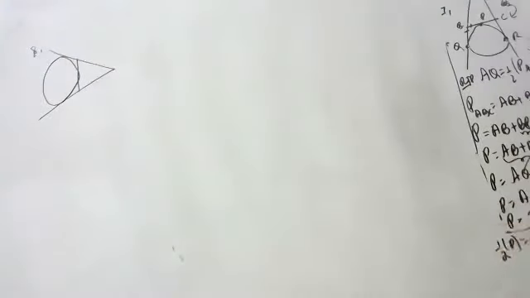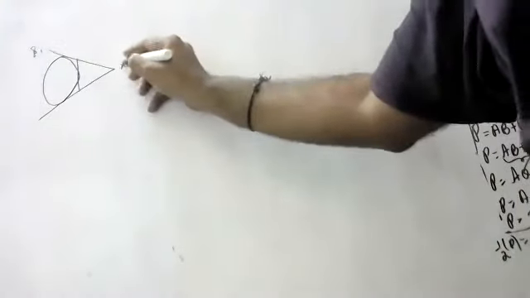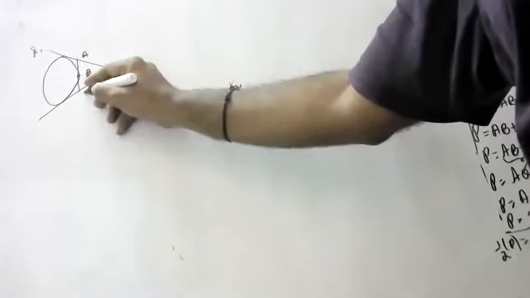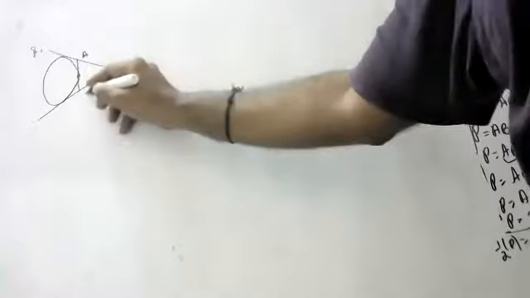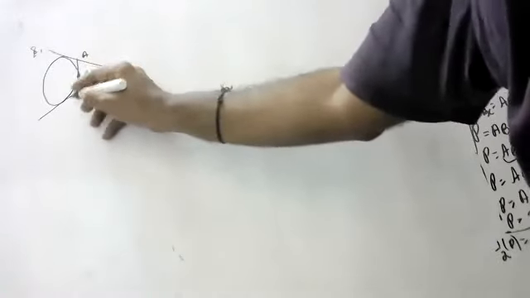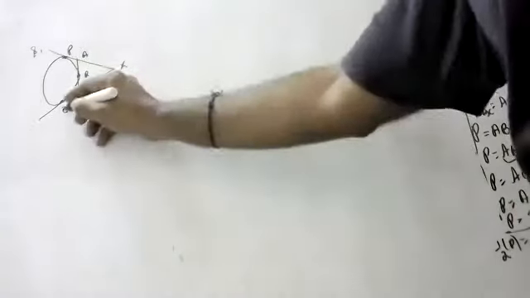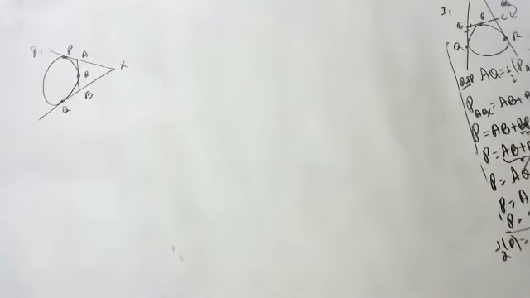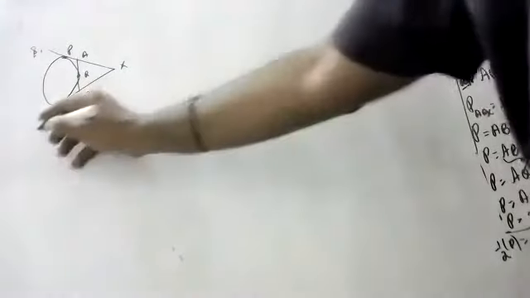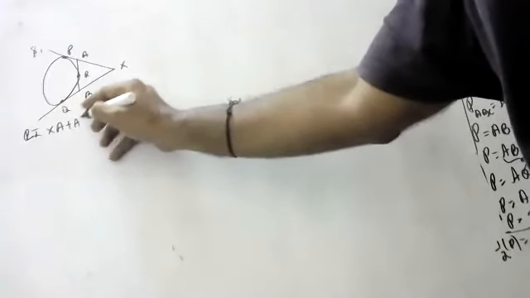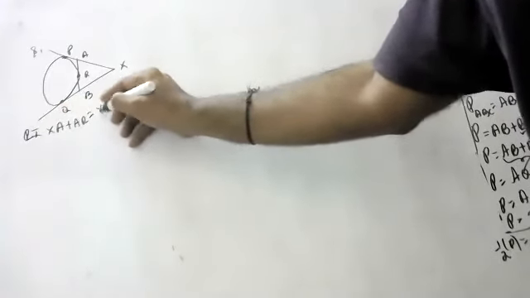The question is like this. This is X, children. This is A. This is B. This is R. This is O. This is P. This is Q. O is the center of the circle. See children, it is given that R is a point on the circle. He is asking us to prove that XA plus AR is equal to XB plus BR.